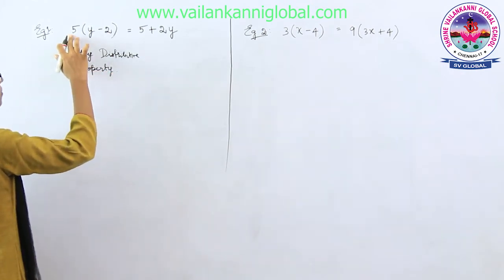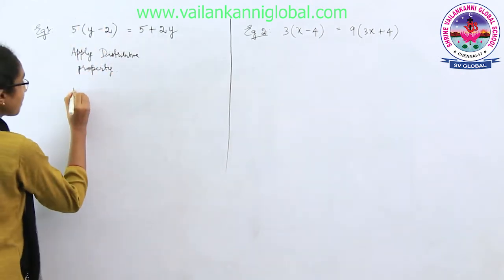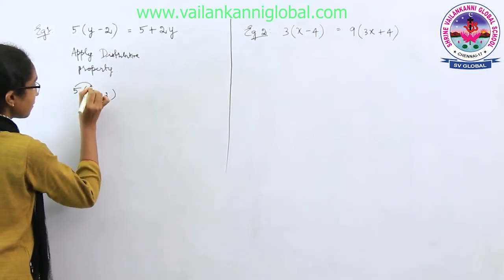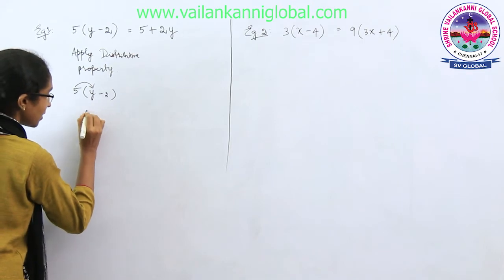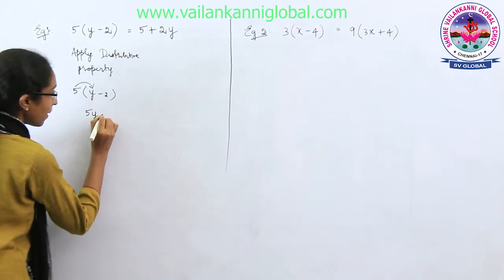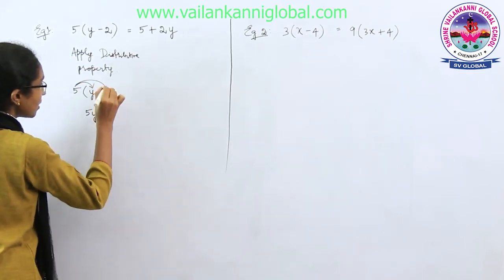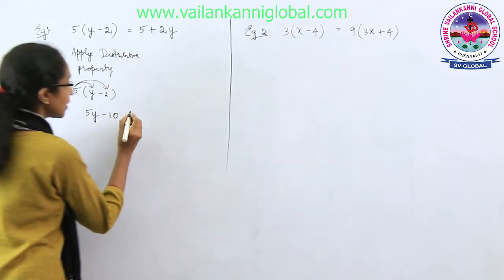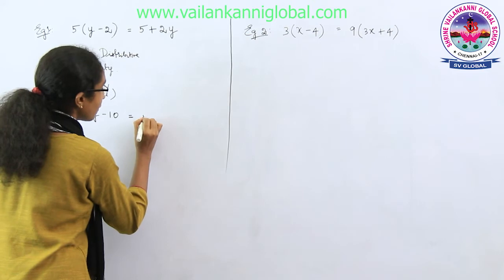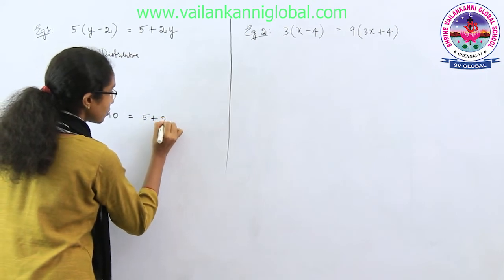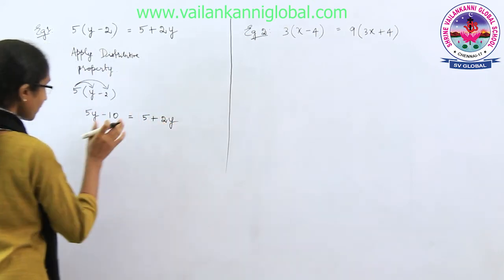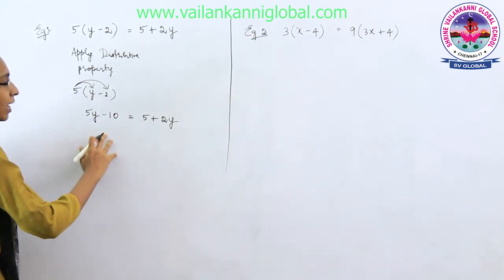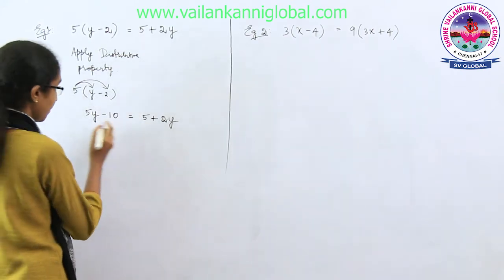So where we distribute 5 with y, so 5 into y minus 2 is written as 5 multiplied with y gives us 5y, minus 5 multiplied with 2 gives us 10. So on the right hand side we have 5 plus 2y. So now let us bring all the y terms to one side and the numbers to the other side.